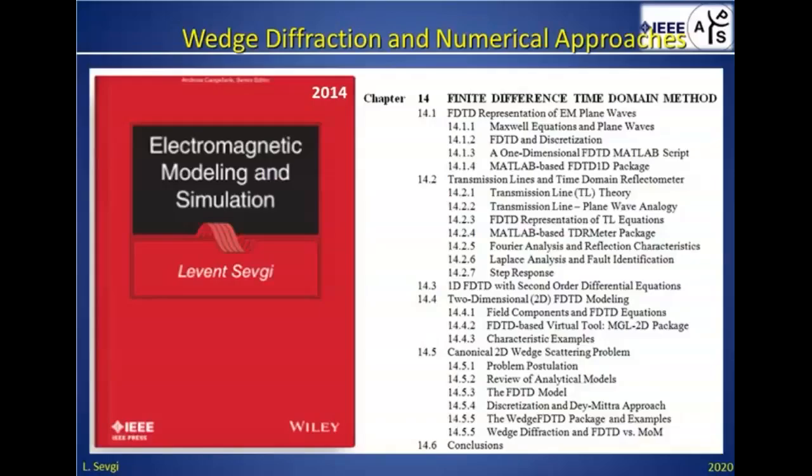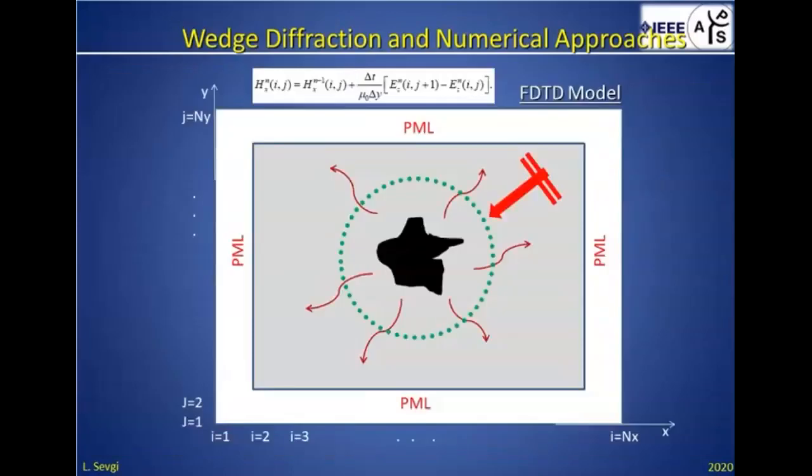Okay. So chapter 14 of the same book is devoted to finite difference time domain method, and its section 14.5 is devoted to canonical 2D wedge scattering problem. So the next few slides belong to that section from that book. Next slide, please.